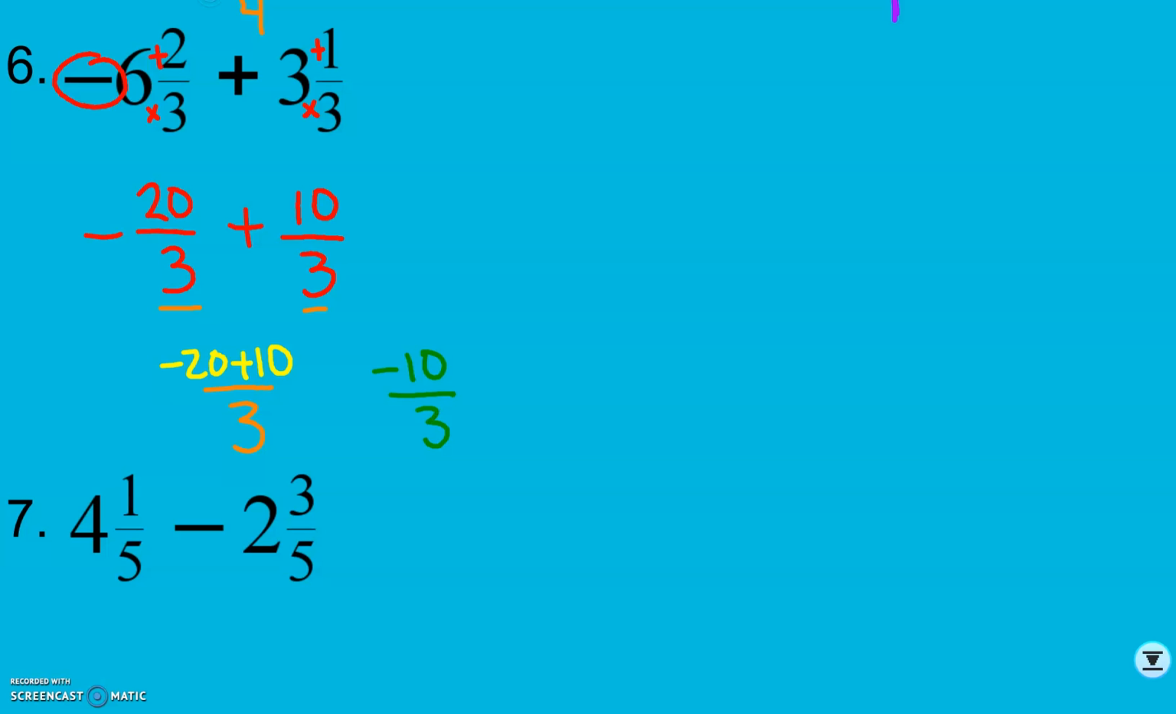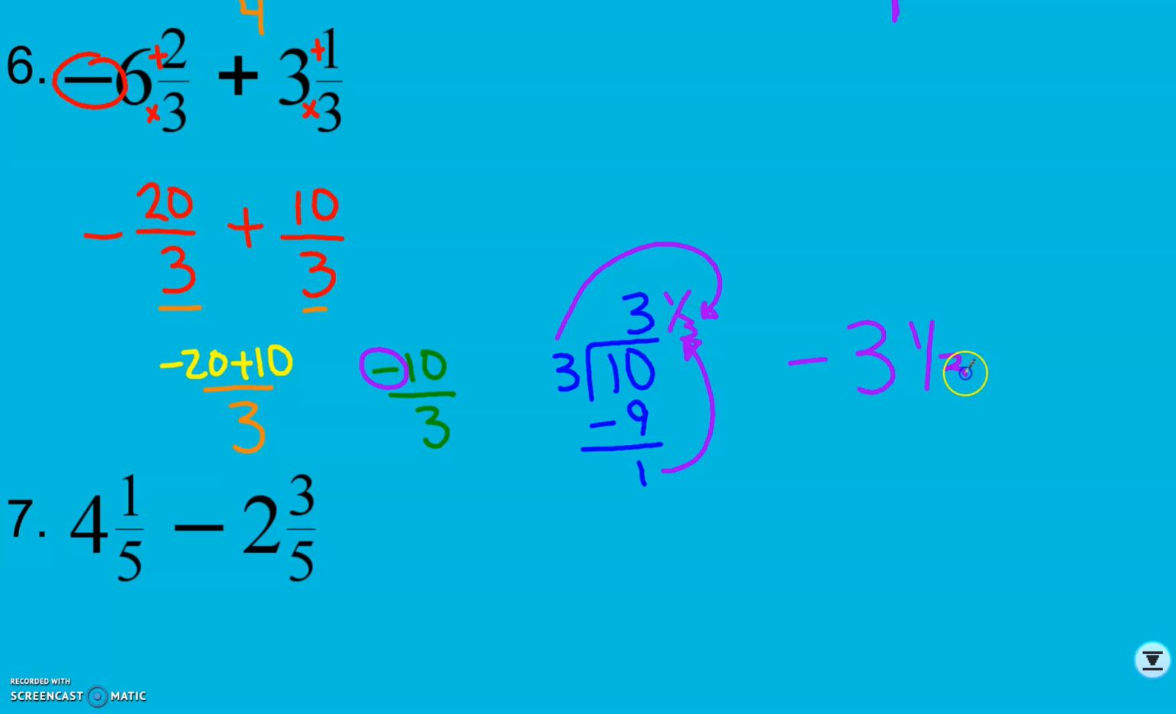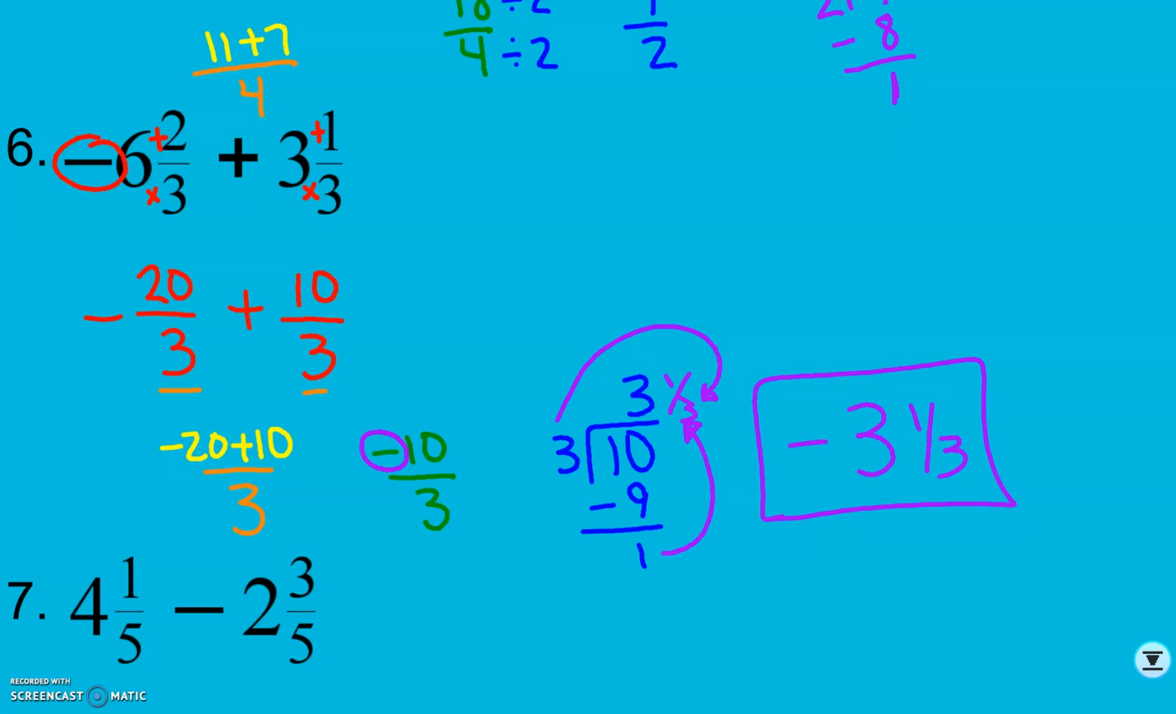10 is bigger than 3, so we can go ahead and divide to switch it back into a mixed number. 3 goes into 10 3 times. 3 times 3 is 9, with a remainder of 1. So we get negative 3 and 1 over 3. And I'll finish up in another video.